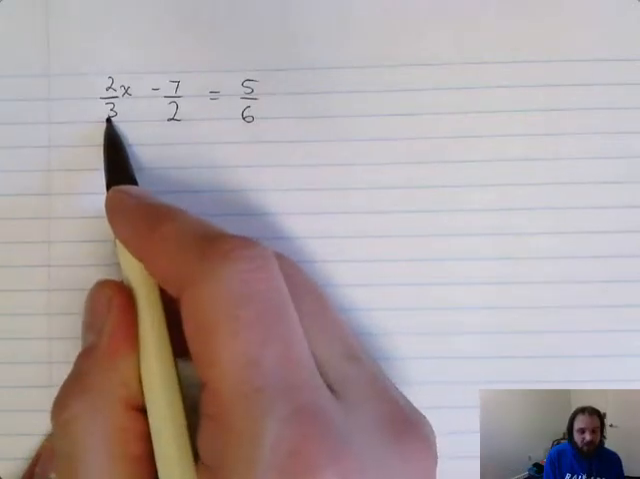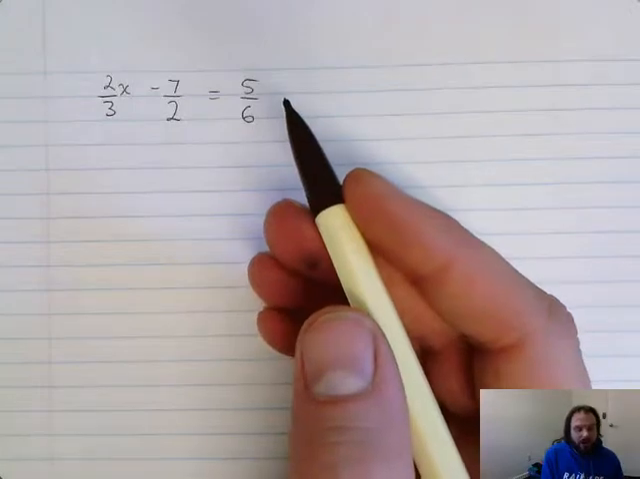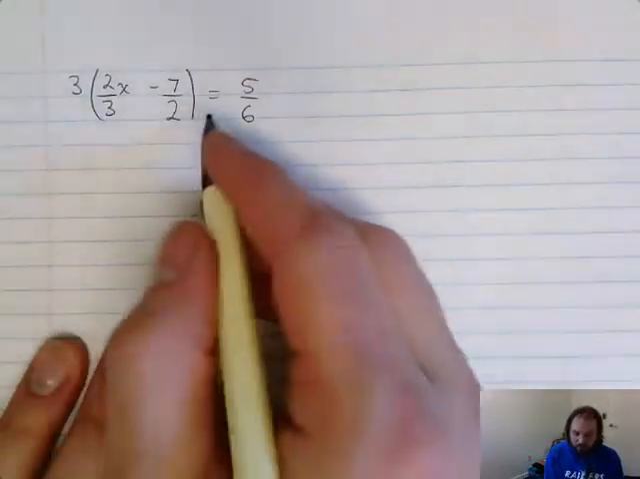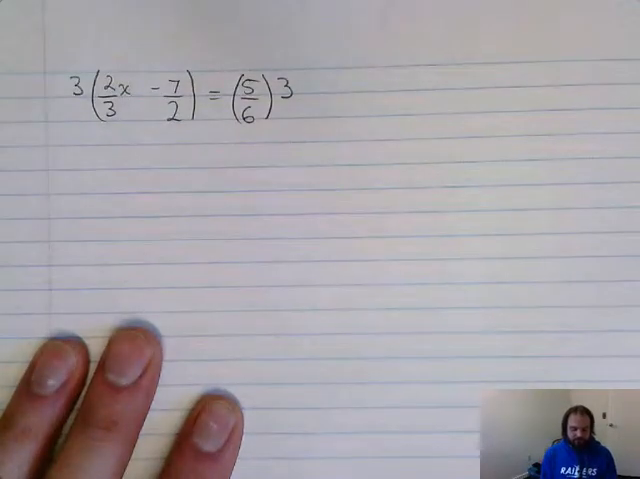I have a 3. I want to get rid of that 3. I want to make it so it's not a fraction. So I'm going to multiply everything on this side by 3. Now if I multiply everything on this side by 3, I have to multiply everything on my other side by 3.